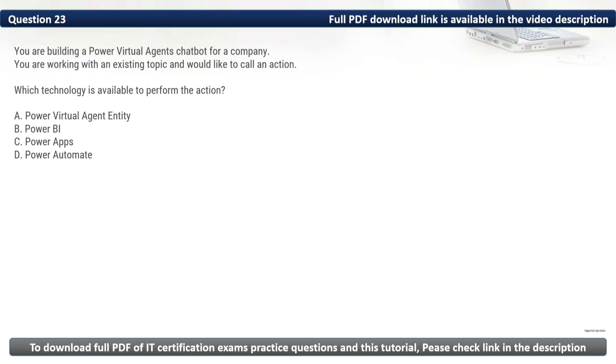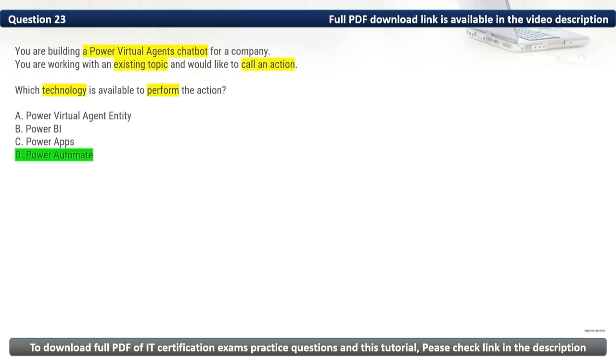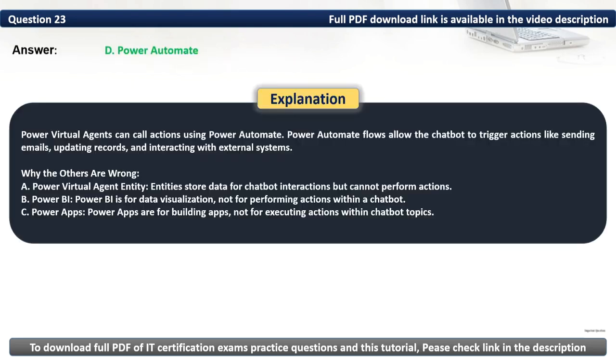About option C, Power Apps are for building apps, not for executing actions within chatbot topics. As such, the technology that is available to perform the action is Power Automate. Thus, the correct option is D. Power Virtual Agents can call actions using Power Automate. Power Automate Flows allow the chatbot to trigger actions like sending emails, updating records, and interacting with external systems.